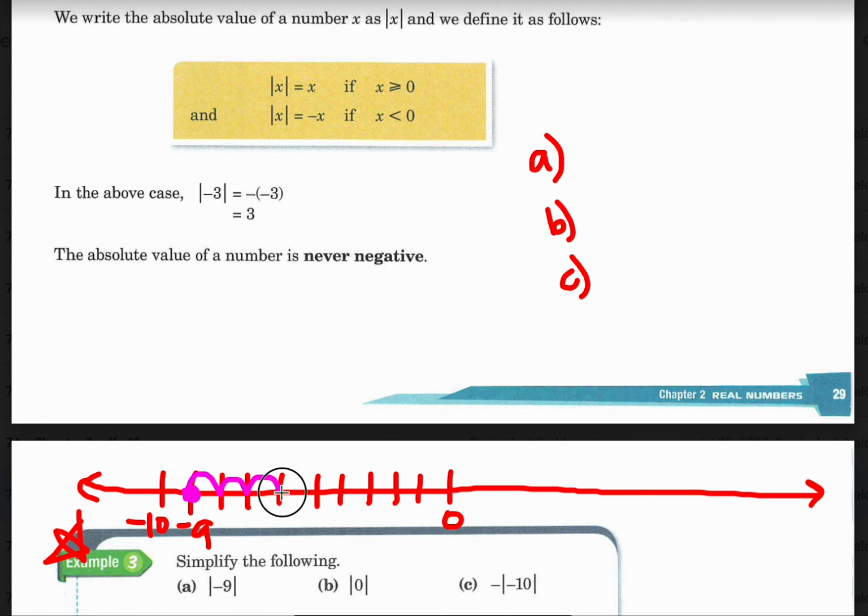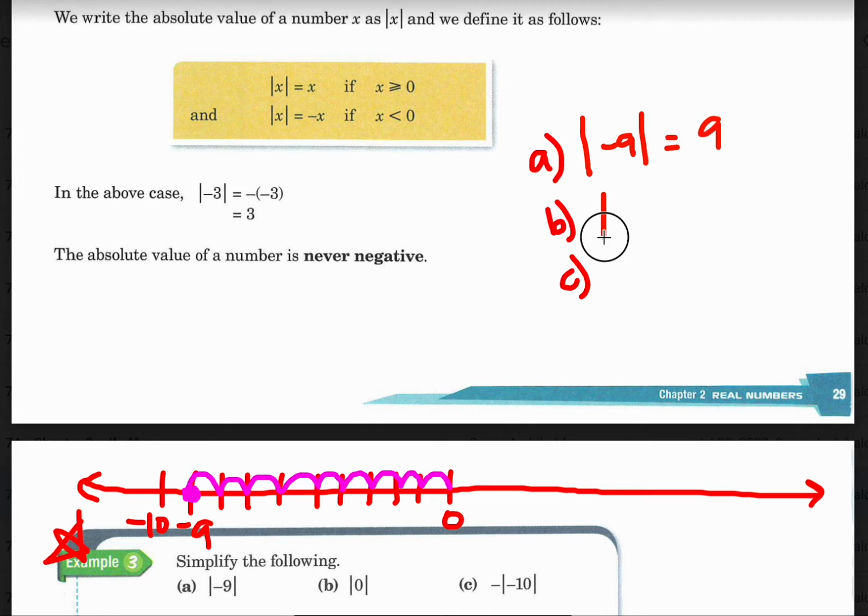1, 2, 3, 4, 5, 6, 7, 8, 9. There we go. So the absolute value of negative 9 is equal to positive 9 because distance is positive.